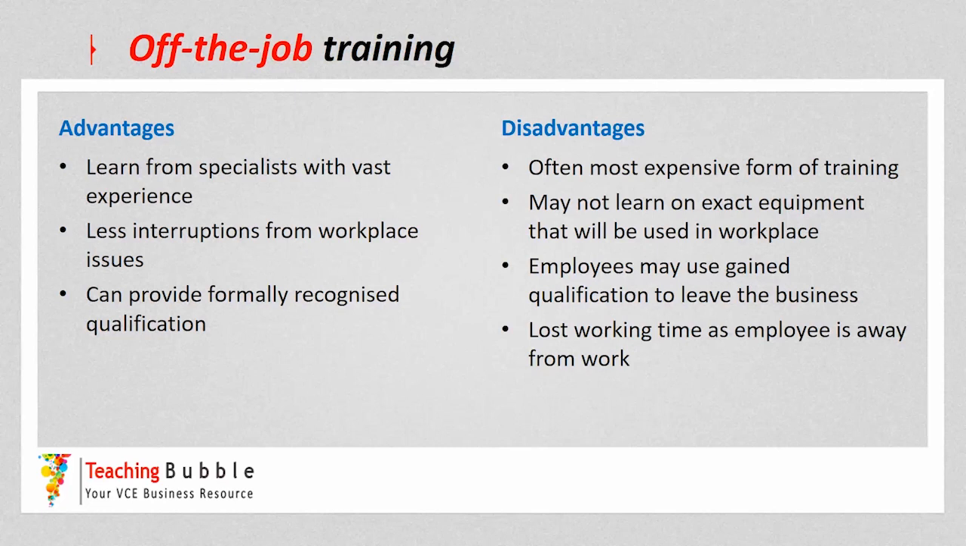But like everything, there are some disadvantages also, and these are just some of the disadvantages of off-the-job training. Often it's the most expensive form of training. It's normally more expensive than on-the-job training. Also, the employees may not learn on the exact equipment or in the exact environment they would be used to in the workplace. Therefore, you can go away and be trained, but you might be using slightly different equipment when you get back to work, and it can still take some time to get used to that equipment after you've been trained and get back into the normal place of work.